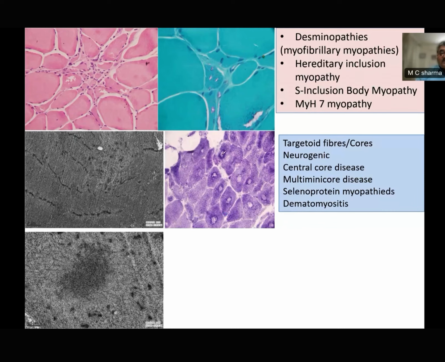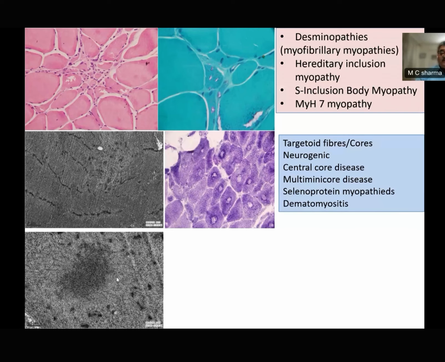These are the targetoid fibers. These cores can be seen in many diseases. This is one of the features; earlier I was very sure we called these desminopathies. This is mostly seen in desmin, or desminopathy, or the desmin-related myopathies. But now, these targetoid fibers can be seen in many other conditions.